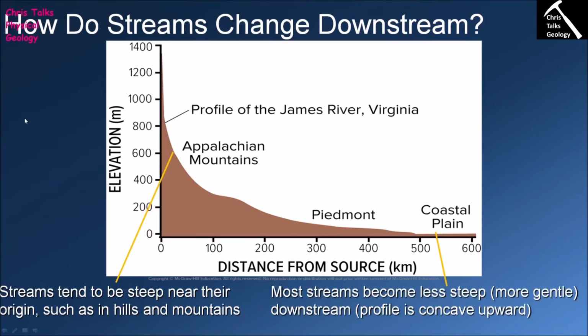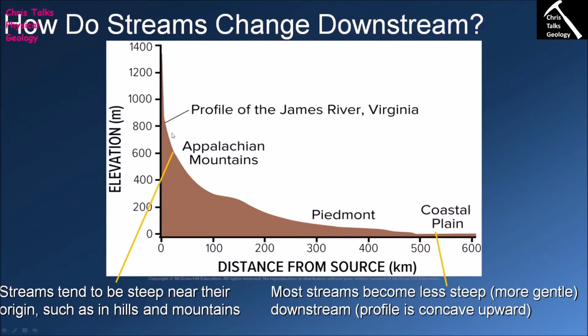Now, as the river progresses downstream towards its mouth, we can see that the gradient becomes a lot more gentle. So we're decreasing in steepness essentially. And this is going to lead to the water becoming less energetic, and so its ability to erode is going to become somewhat more limited. Now, you'll notice that this particular profile is what's referred to as a concave upward profile.